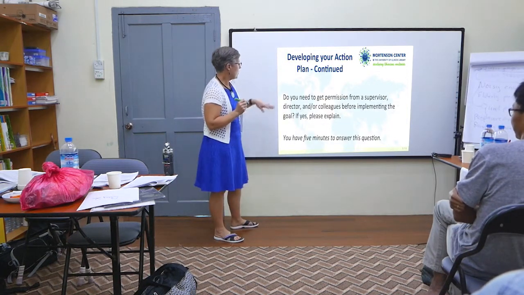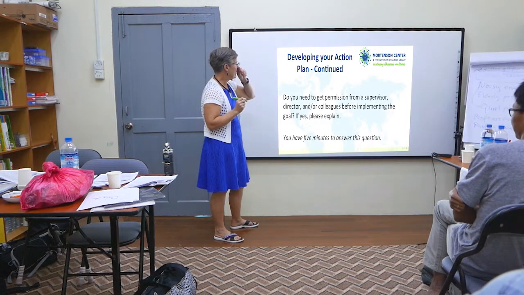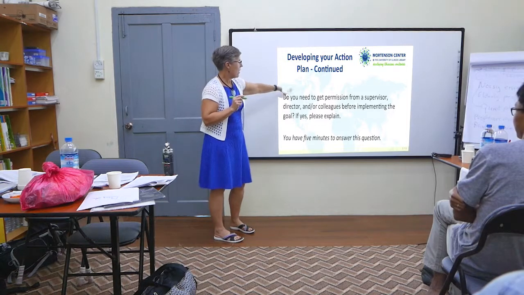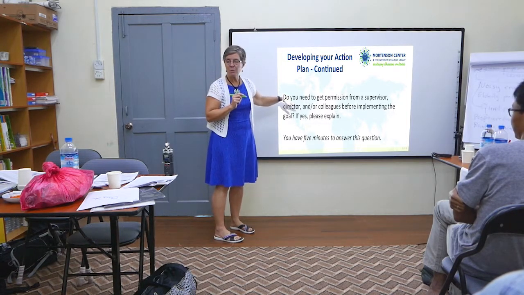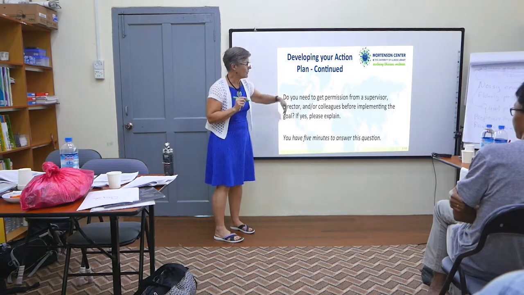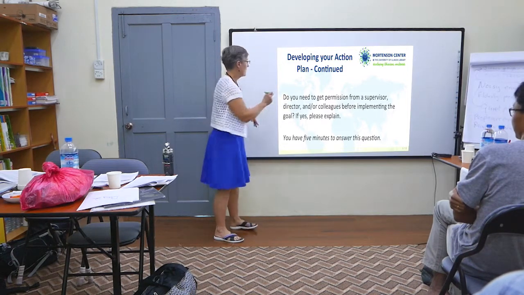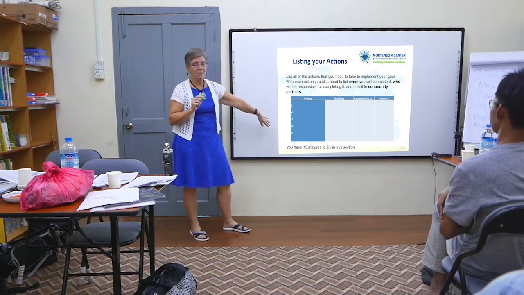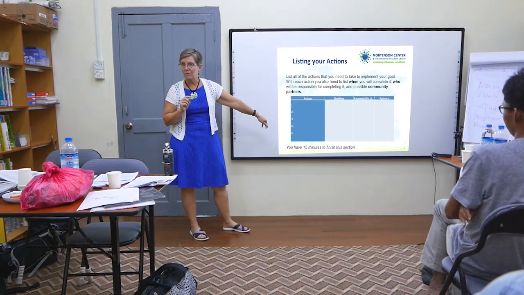Okay. Now you're going to continue to develop your action plan. And some of you have answered this question, but not all of you. Are you going to need permission from a supervisor before you can do this? And if so, just complete that before moving on to the next one. And then the next one's going to be all the actions that you need to do to implement this goal.